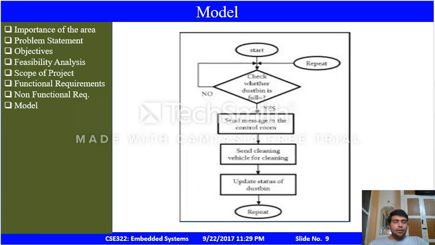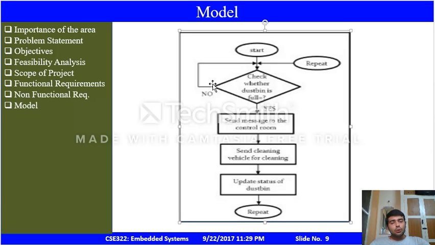Here's the model of how we're going to implement our project, right? Let's look at this. So we're going to start at this location, and then we're going to check whether the dustbin is full or not. If yes, we'll send a message to the control room indicating that the dustbin is full and you need to pick it up right now. Then a cleaning vehicle will be sent to pick up from this very location, and then we'll update the status of the dustbin. If all the garbage is taken out, the status will be shown as 0% full. If not, it will be shown as partially full, which indicates a percentage, and those things can be taken into account, right?